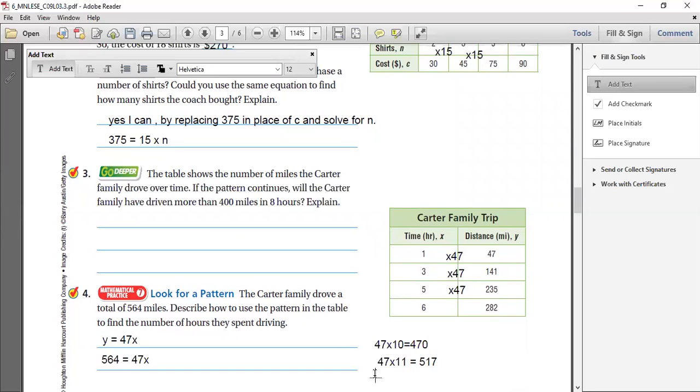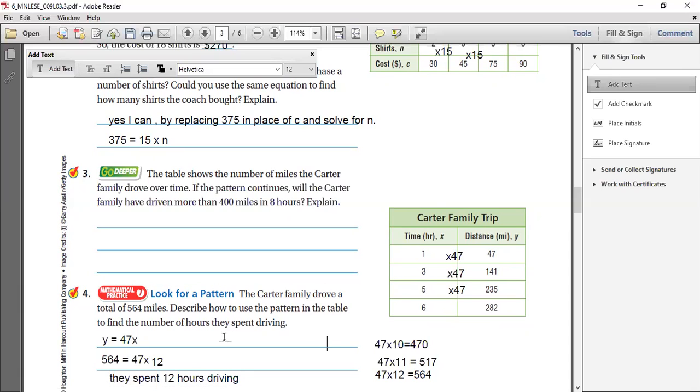Okay, how much is 47 multiplied by 12 then? How much? Did you get the answer? 564? Yes. So here we have 564, which means 47 multiplied by 12 is giving you 564. So describe how to use the pattern in the table to find the number of hours. So they spent 12 hours driving. This is how you need to find out the answer.